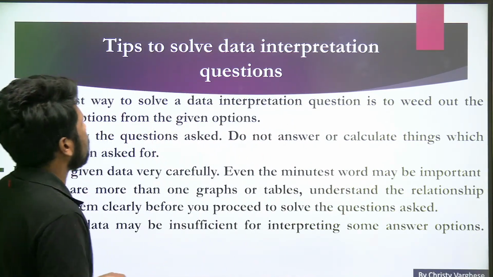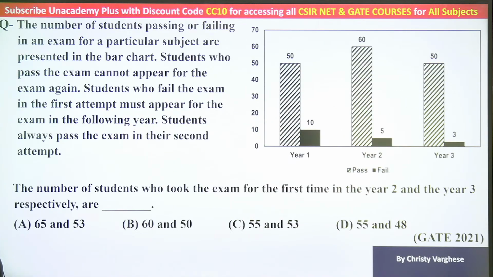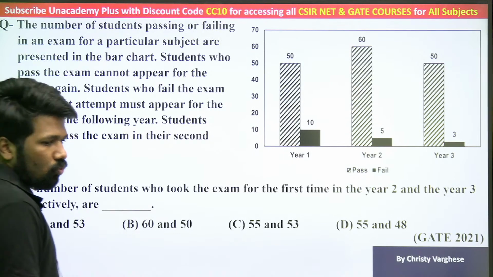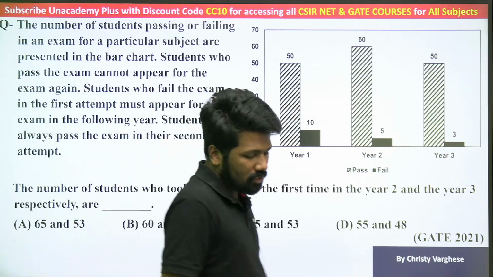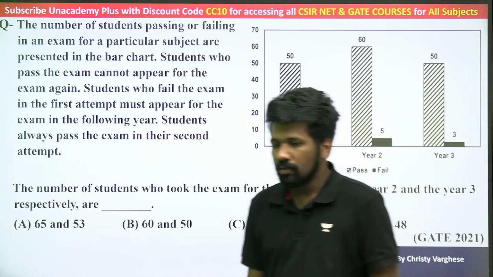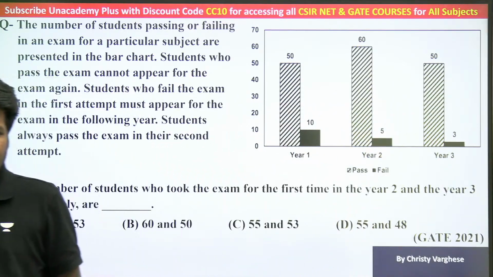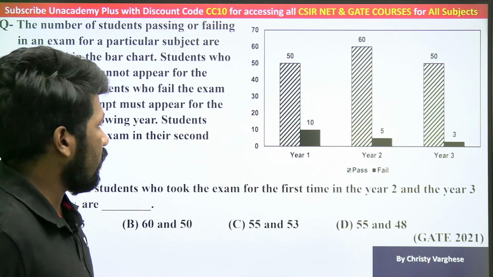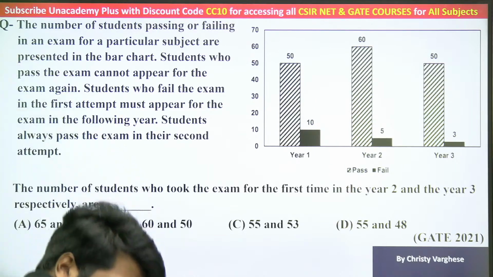So these are some of the tips, and I will explain these things with questions themselves. This was a GATE 2021 problem on data interpretation. I will give you 2 minutes for all of you to try. Please try it, all of you. 1.5 to 2 minutes is enough. Carefully read it and answer it.